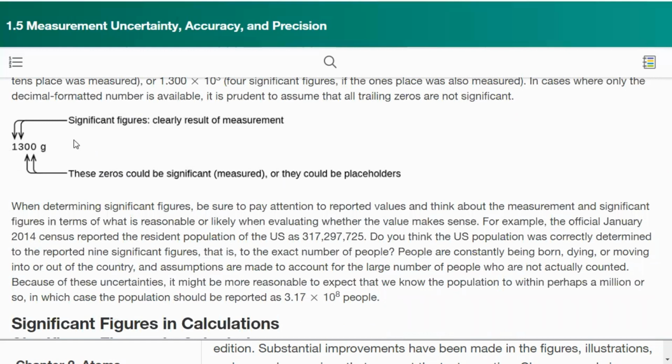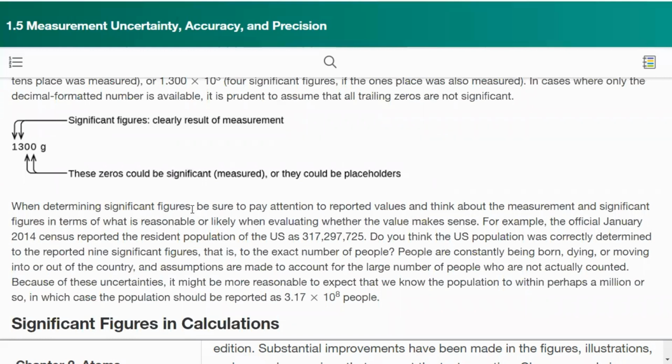And just to emphasize again, in this case, we have some challenges. We have the significant figures for sure, which is 1 and 3. The zeros, these zeros could be significant measured, or they could be placeholders. We don't know unless we're provided other information.